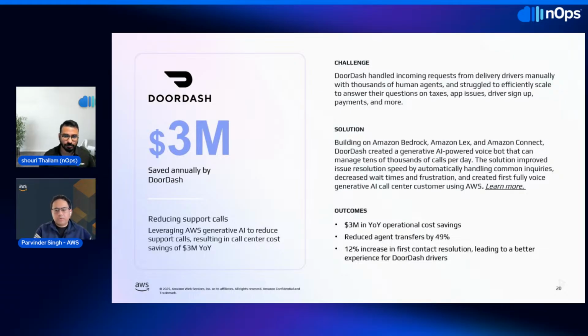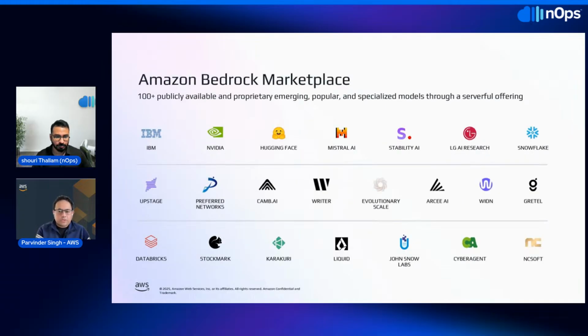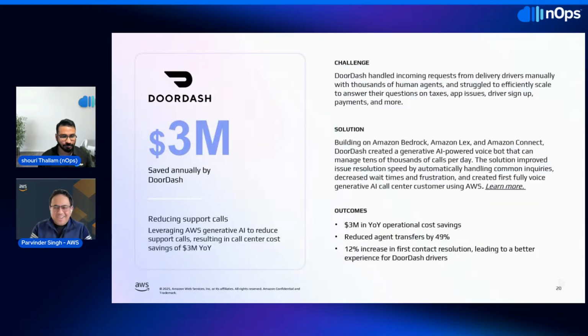Just to provide an overview, Amazon Lex is a service for building conversational interfaces into any application using voice and text. And Amazon Connect is Amazon's AI-native contact center, which customers can use. With that solution, DoorDash saved around 3 million in year-over-year operational costs, and had a 49% reduction in agent transfers.